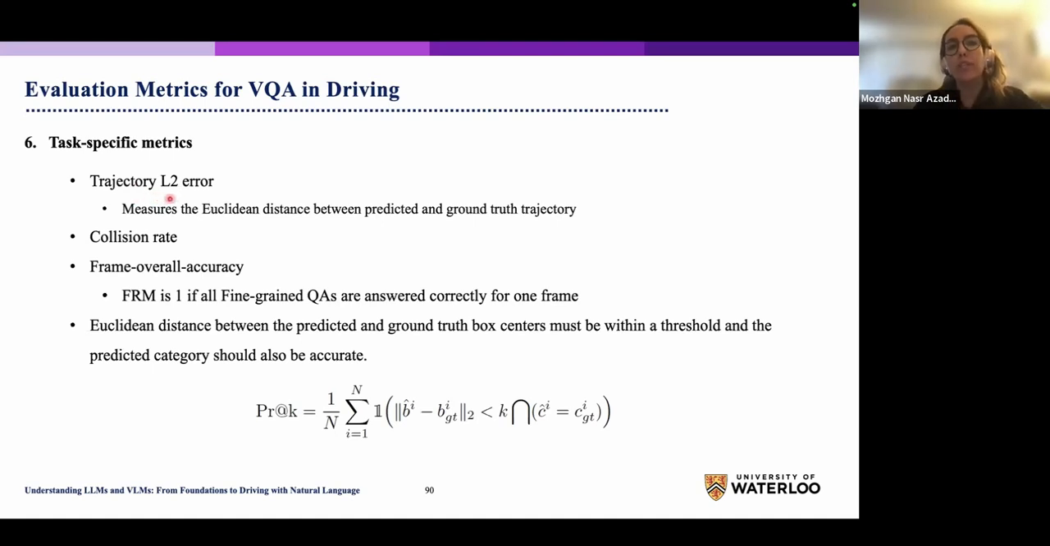If it's a trajectory, we can have the L2 error, the Euclidean distance between the predicted and the ground truth. We can have the collision rate, or if it's, for example, a bounding box, we can have the Euclidean difference between the actual boxes and the classes for that object, for example, motorcycle, pedestrian, and so on. So this is also a metric that combines the actual output box and the classification. These are also the evaluation metrics for VQA in driving.